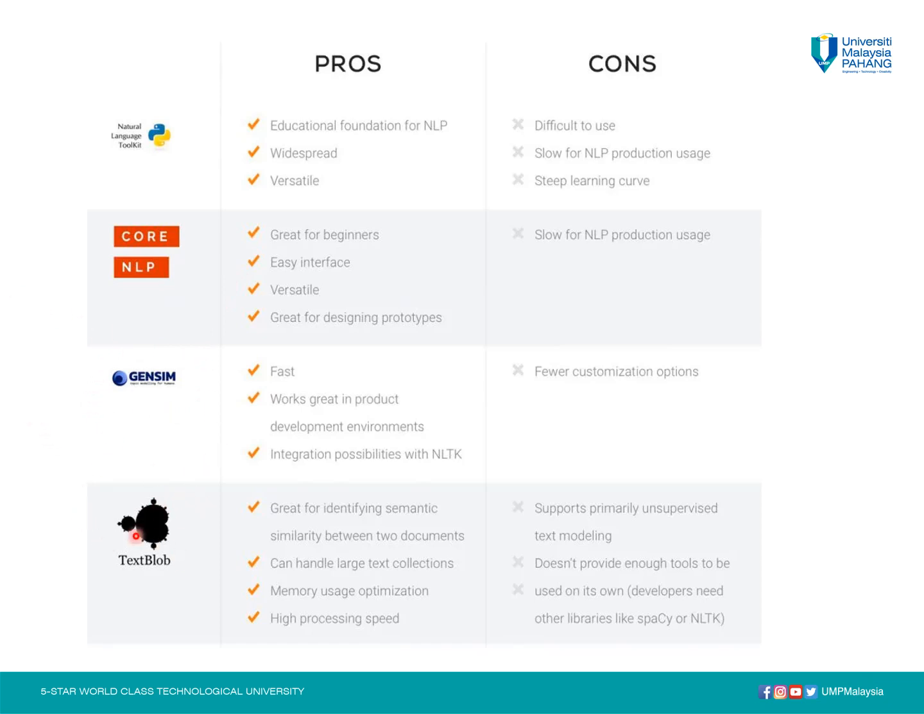TextBlob is great. I'm not going to show you in the Google Colab later, but you can explore it. It's great for identifying semantic similarity within two documents. It can handle large text collections, with memory usage optimization and high processing speed. The downside is it doesn't provide enough tools to be used on its own, and it primarily supports unsupervised modeling. It cannot be used on its own. So that's another downside of TextBlob.